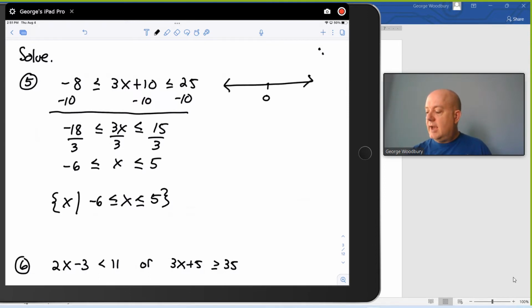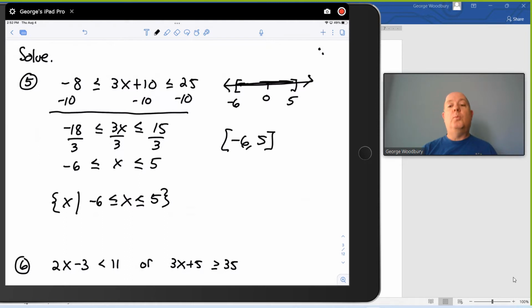On the number line, zero's in the middle. Negative 6 is to the left, positive 5 is to the right. They both get the square brackets because those are included, and we shade between them. In interval notation from left to right, that's negative 6 comma 5, with brackets around both of those numbers. Okay, so this is an example of an intersection or an AND inequality. It has to make both of them true at the same time.